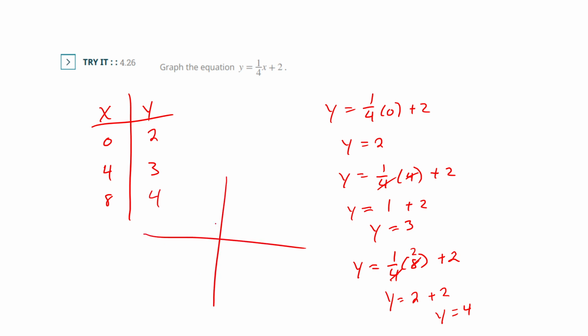Okay, nothing left but the graphing. So 0 on the x, you get 2 on the y. That's the y-intercept. And now we get 1, 2, 3, 4 in the x, 3 in the y, 8 in the x, 4 in the y. Okay, and there's our line.